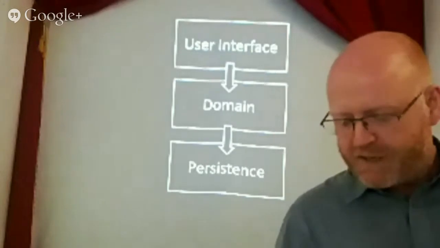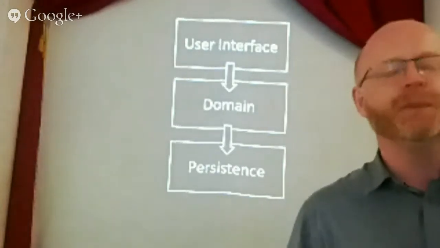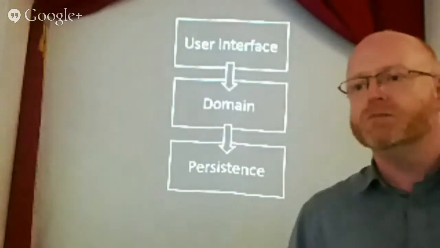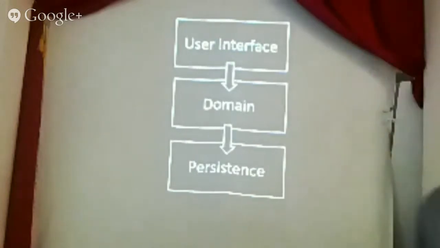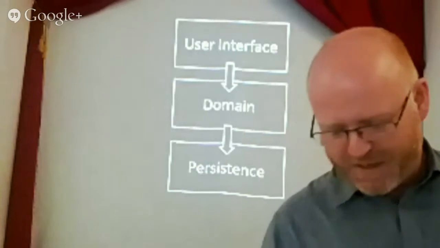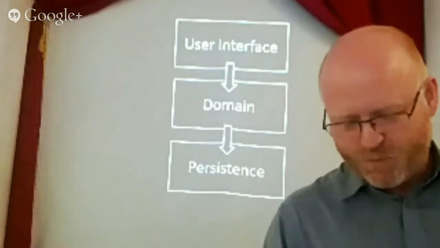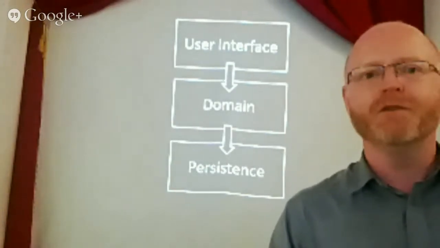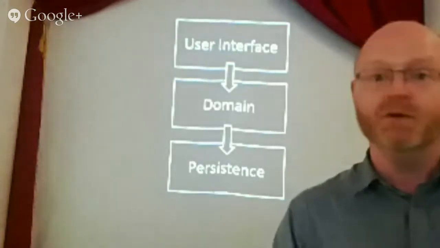So where does the really interesting stuff happen in your code, in your solution? Persistence is a concern. User interfaces are a concern. N-tier says domain logic gets a tier. Domain logic is the important thing. So what are we going to do? How are we going to focus on where the value in the business is?